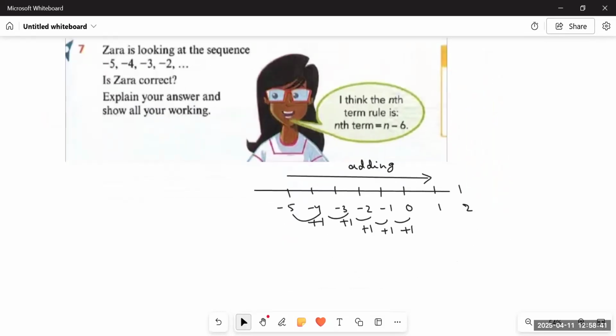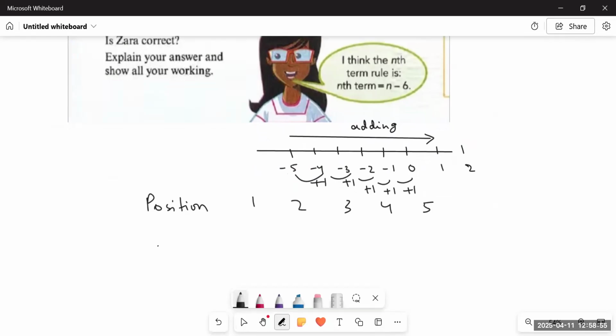Let us see. Let us write down the position numbers: 1, 2, 3, 4, 5. And the terms are -5, -4, -3, -2, -1. Okay, so what is the difference between them? We are basically subtracting 6 because the difference between -5 and 1 is equal to -6.